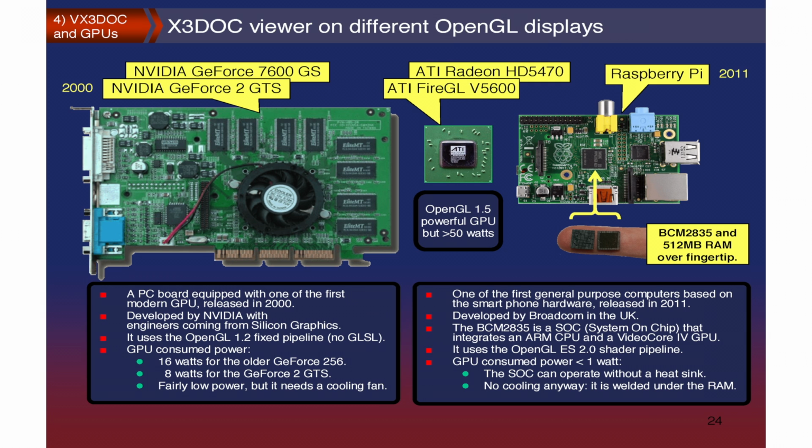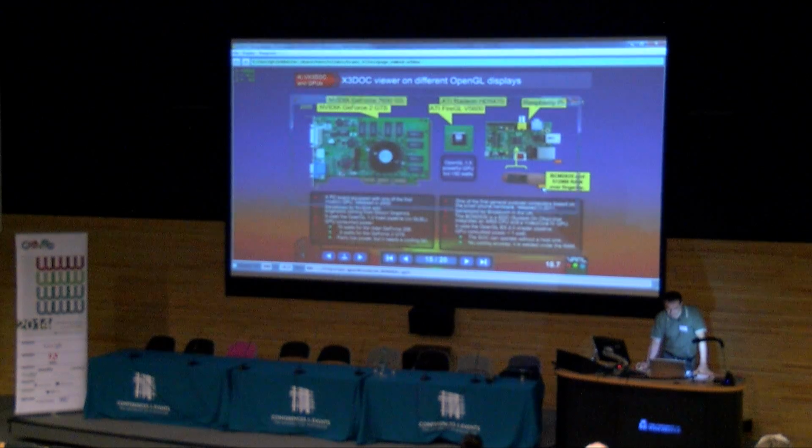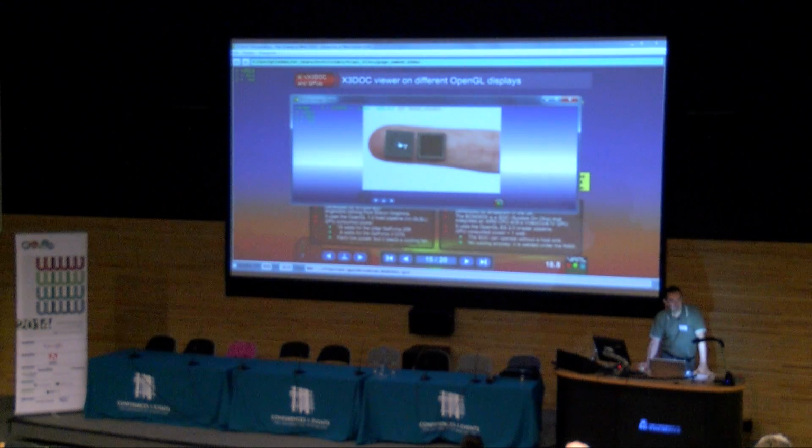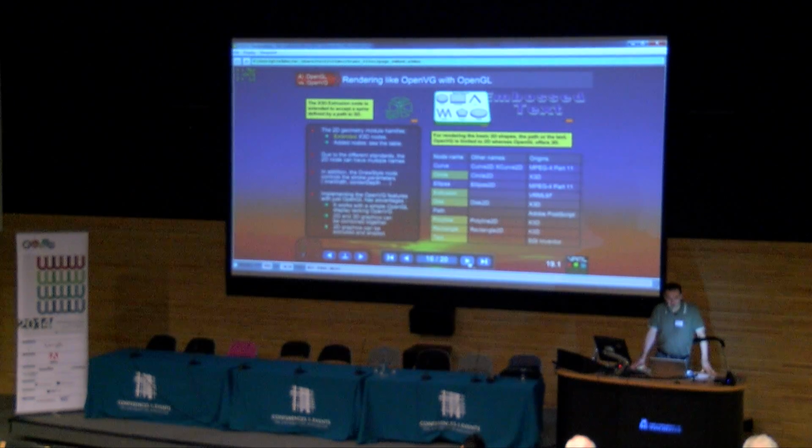For example, you can view this presentation on a Raspberry Pi computer. This computer has a GPU and a CPU in a very, very small circuit, the same as in your mobile phones, actually. So the hardware is very, very different, but X3DOC has the same rendering on old and current hardware. Because you can render vector graphics with OpenGL, actually.